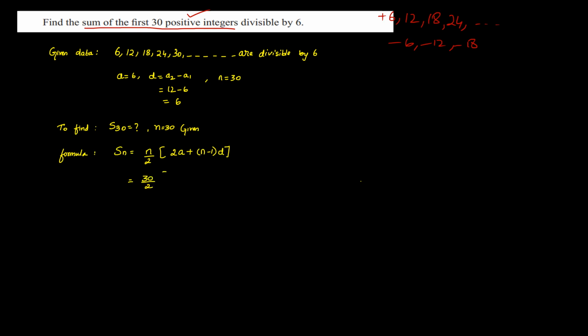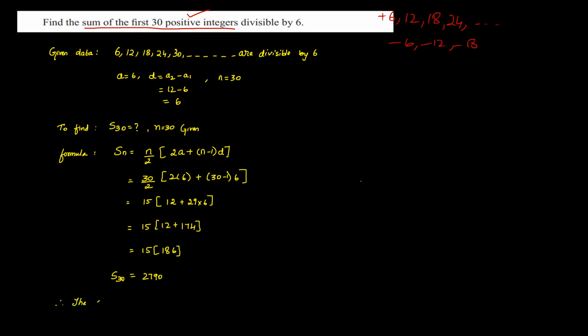If you substitute all the values, how much will you get? That is 15 into (2 into 6 plus 29 into 6). If you do the simplification, finally you will get 15 into 186, that is S30 is equal to 2790. Always write the conclusion. Therefore, the sum of the first 30 positive numbers divisible by 6 of the AP is 2790. This is the answer for this particular question.